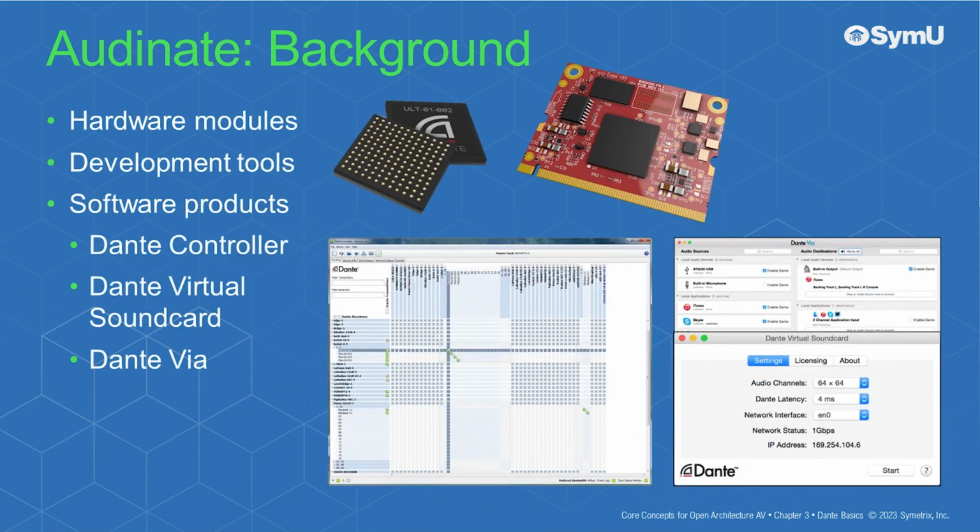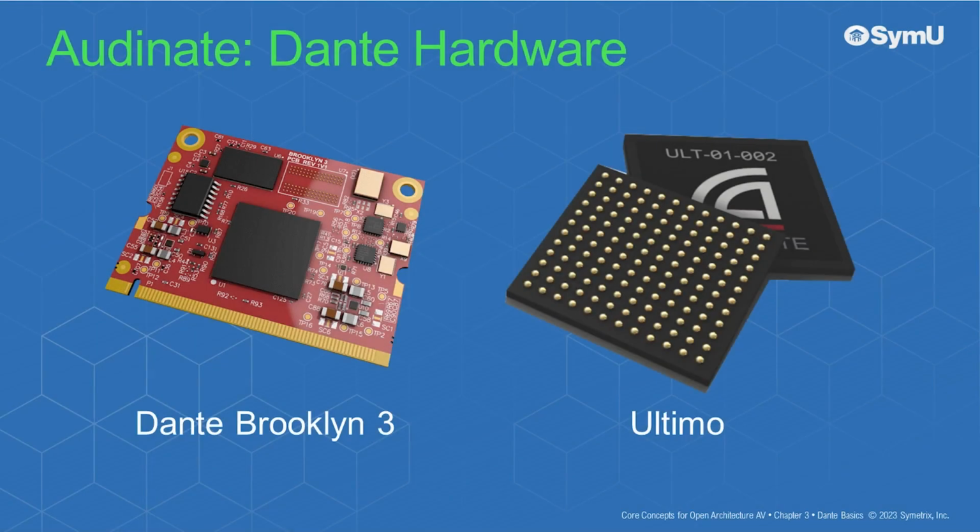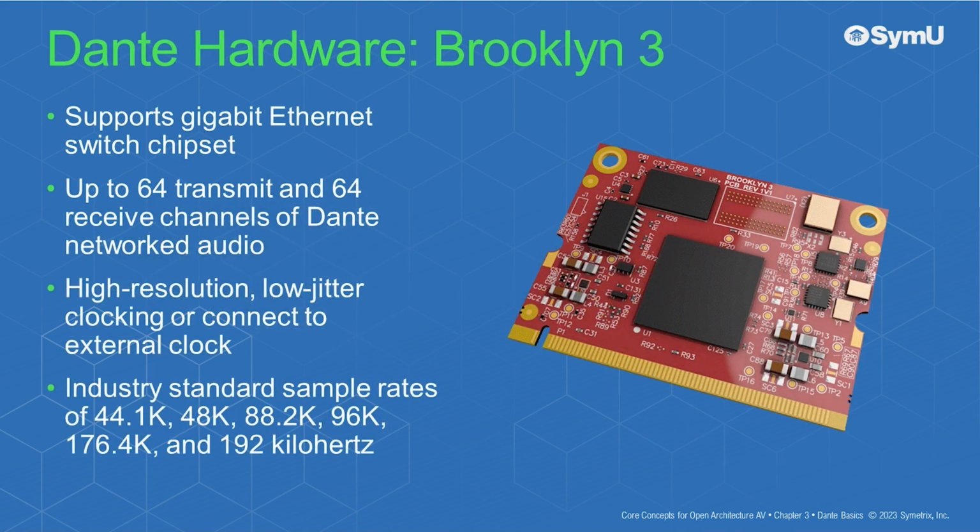Audinate makes hardware modules, development tools, and software products. Some software products are Dante Controller, Dante Virtual Soundcard, and Dante Via. The two main Dante hardware products manufactured by Audinate are the Brooklyn 3 card and the Ultimo chip. The Brooklyn 3 card supports a gigabit Ethernet switch chipset and is capable of up to 64 transmit and 64 receive channels of Dante networked audio.